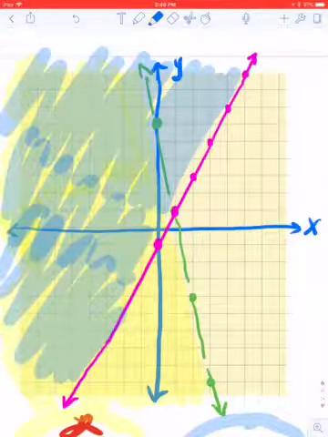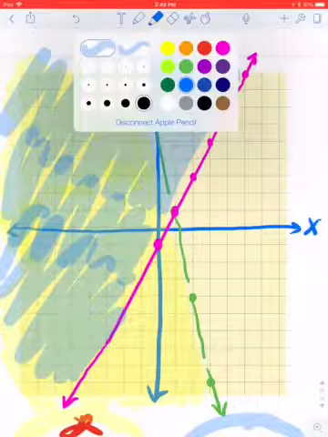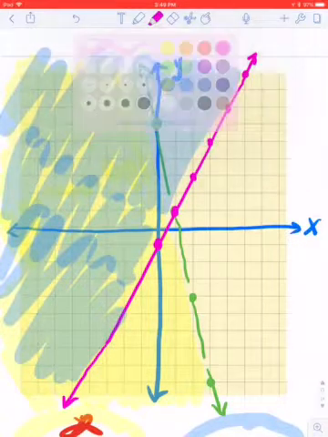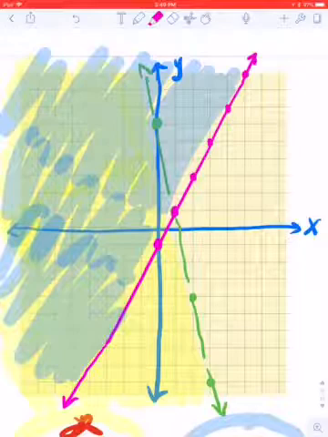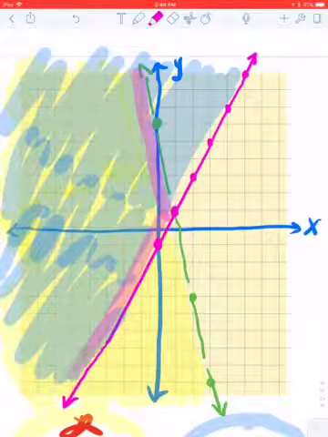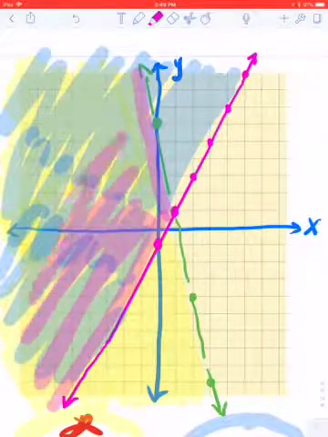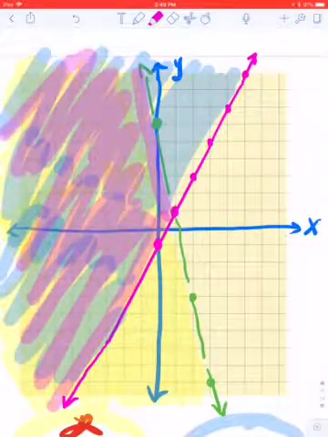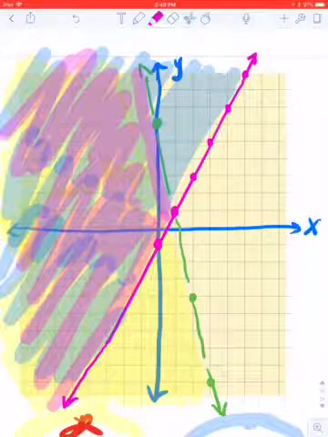Now, I know that my answer, let me see if I can get a different color here. My answer is going to be the area where they overlap. So I can see this overlapping kind of in this area where both colors are, and that would be my solution. Okay, go over the ones in your notebook, and we'll talk about more tomorrow.